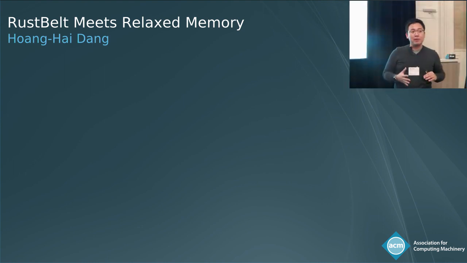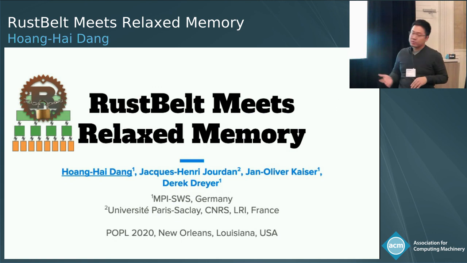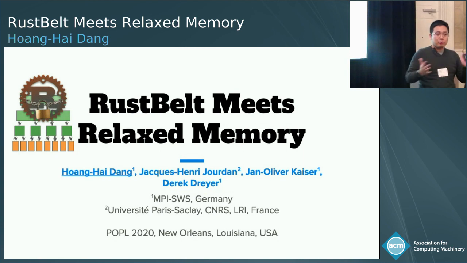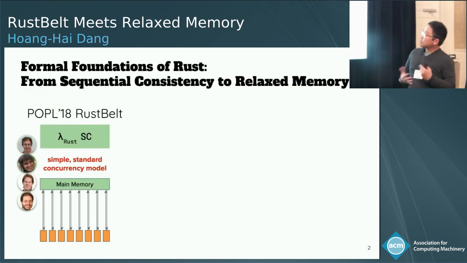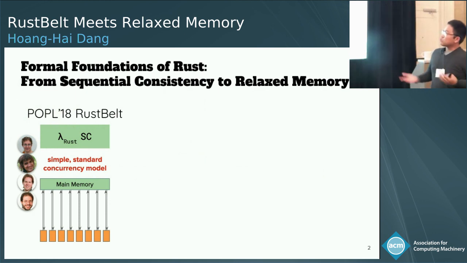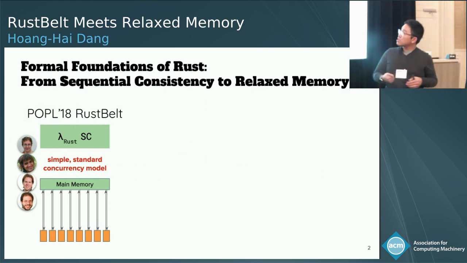So today I'm going to talk about our work on RustBelt Meets Relaxed Memory, which is the adaptation of the RustBelt verification effort into a more realistic relaxed memory model. And you're probably wondering what RustBelt is, right? RustBelt is the first work on the formal foundation of the Rust programming language. These works were published 2 years ago, also at POPL. It reported a huge verification effort, and all the proofs were done in Coq.